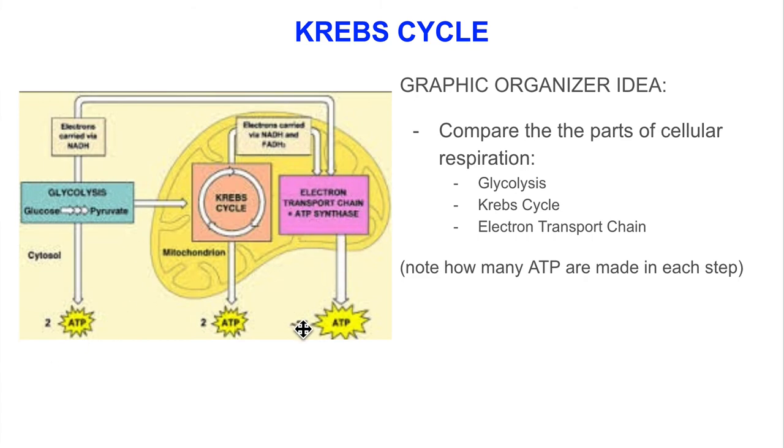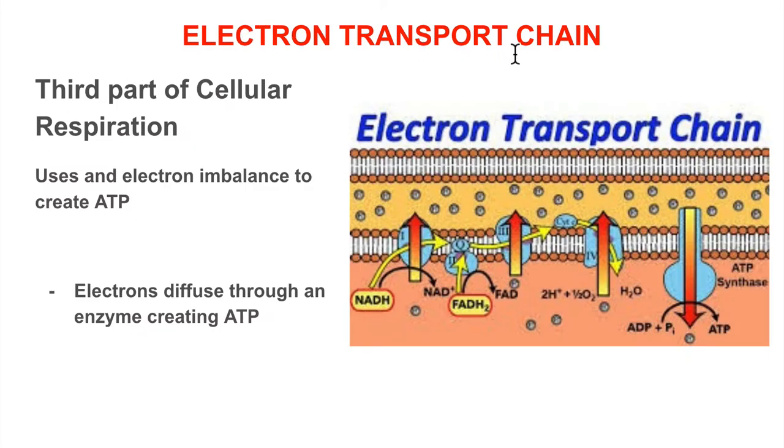This is where the majority of our ATP is made. So the electron transport chain is the last step of cellular respiration. And what we do is we use this electron imbalance to create ATP, and we're going to tie in a bunch of previous things that we've talked about. So what we do is we use diffusion. Our electrons are going to diffuse through an enzyme, which we talked about last class, to create this ATP.